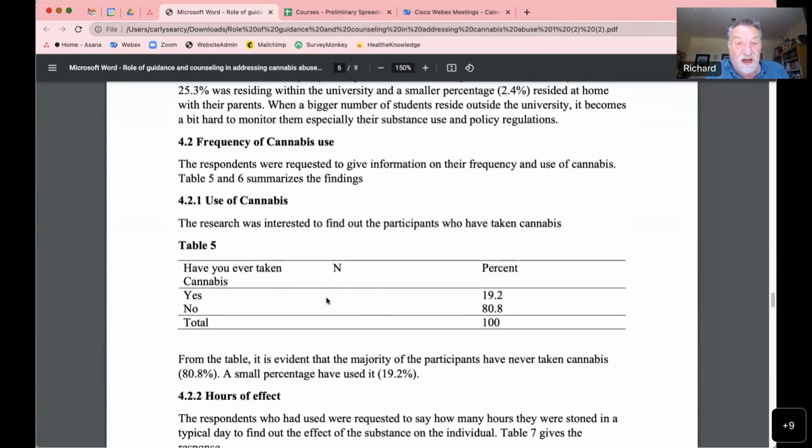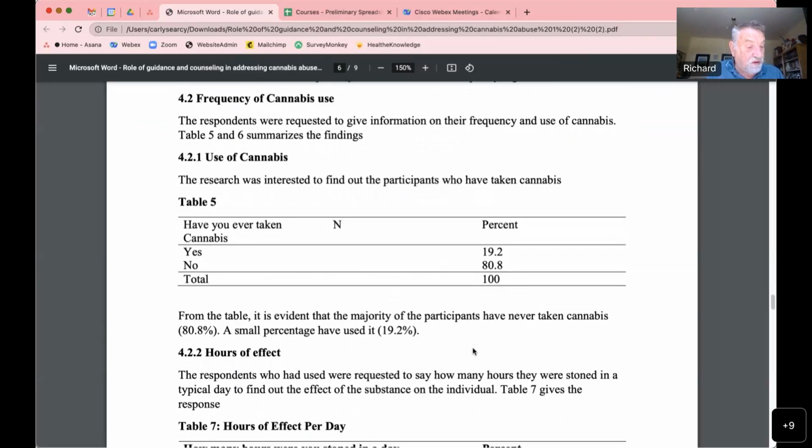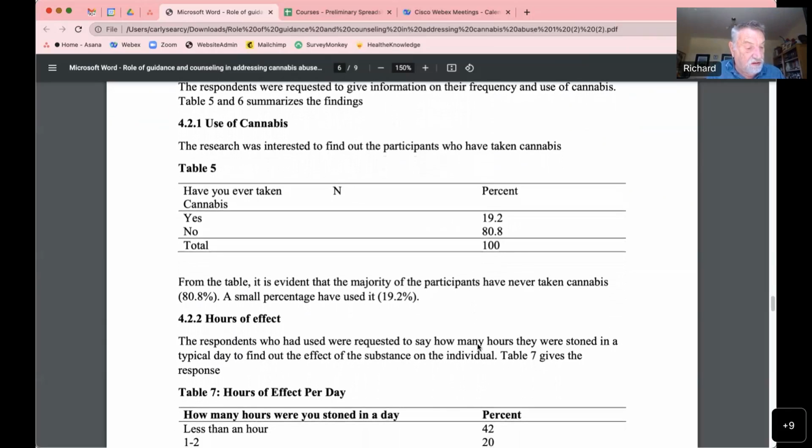One of the things that I noted was that I worked out the statistics, and I think from your 176 people, there were 34 who had used cannabis. And of those 34, I can't remember what the number was, but there were less than 20 who were stoned for less than an hour a day. So it's clearly not a major problem, and that does need to be mentioned.